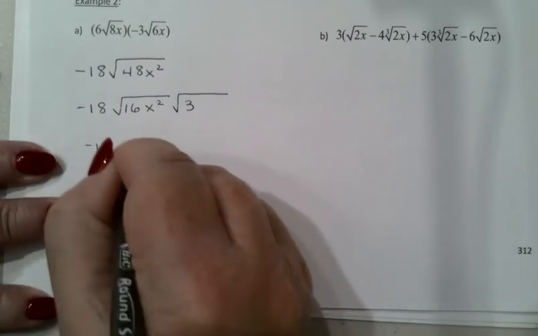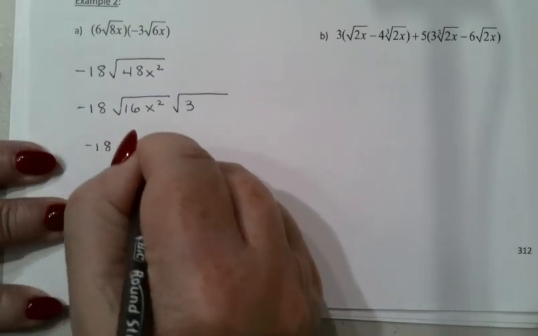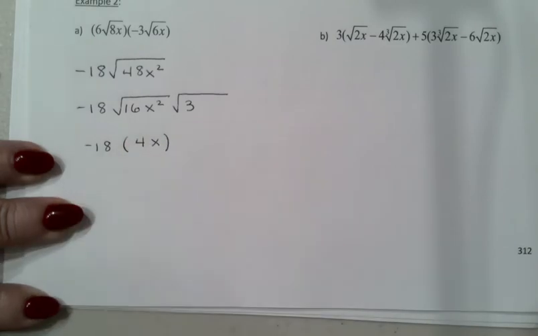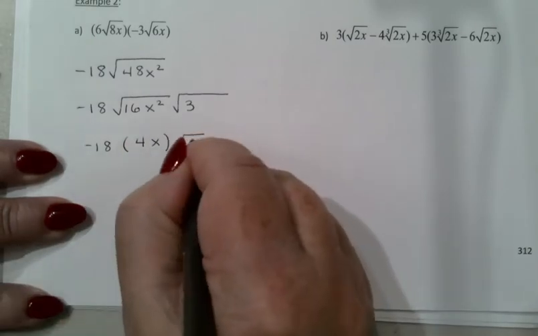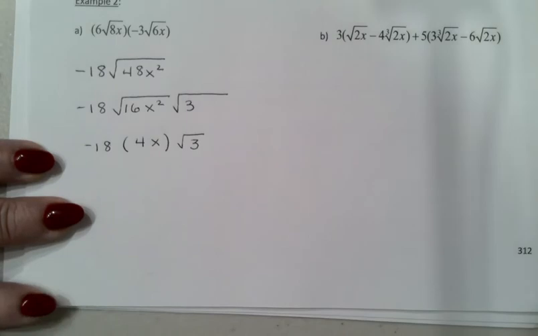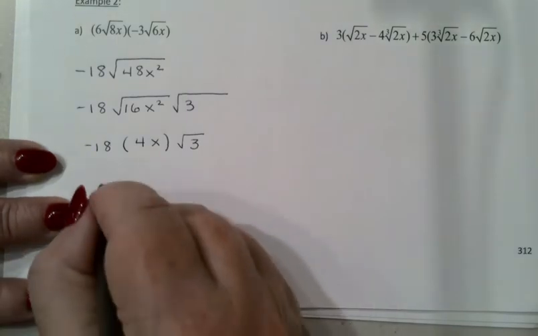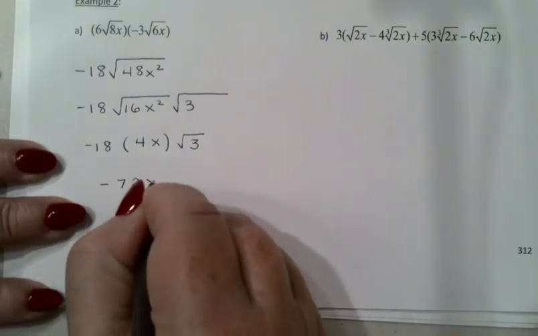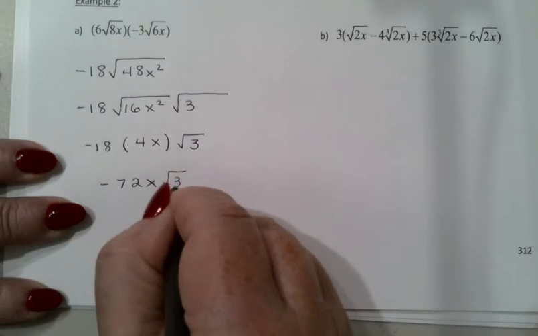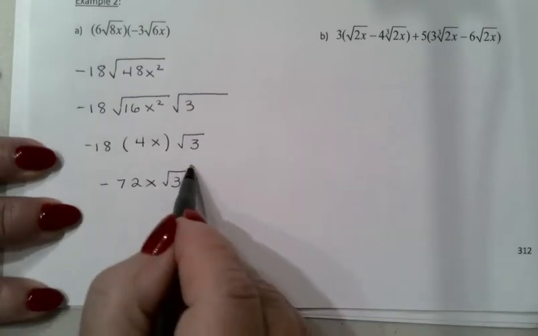So I have negative 18 times 4x to the first times the square root of 3, or negative 72x times the square root of 3.